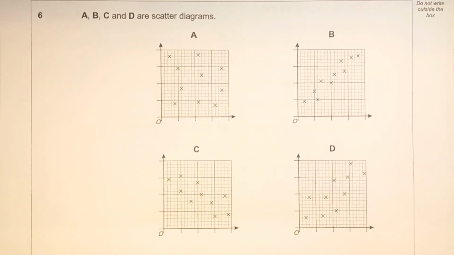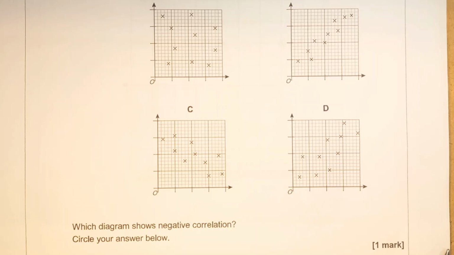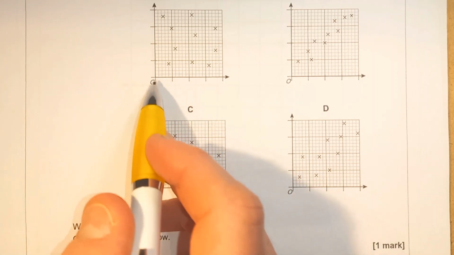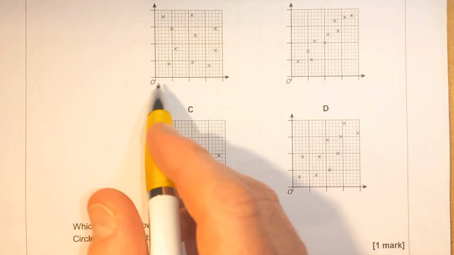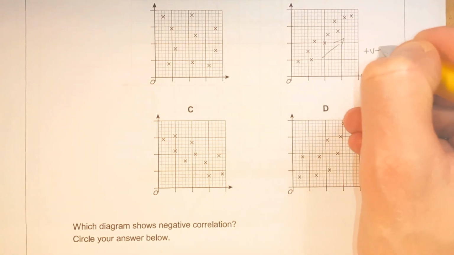Okay, question 6. A, B, C and D are scatter diagrams. Okay, we've got different patterns on here. Which diagram shows negative correlation? Circle your answer below. Well, it's probably easier to explain positive correlation first. What positive correlation means is that as the X values increase, so do the Y values. So something like this would be positive correlation.